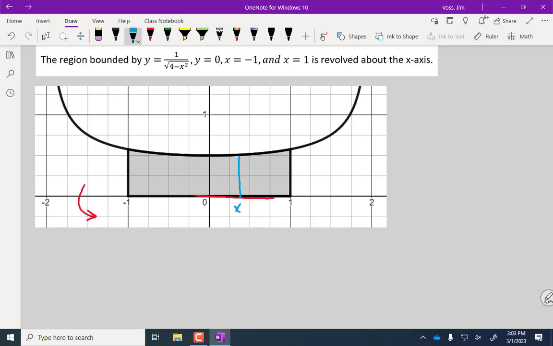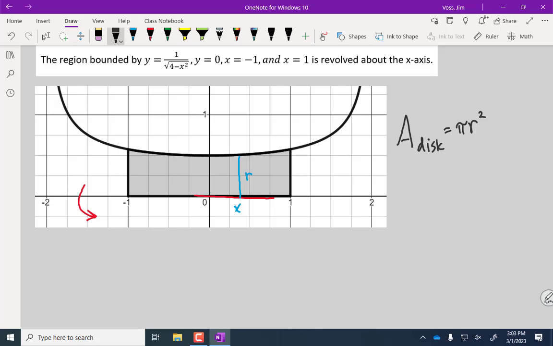And if the element and the axis are perpendicular, you have a disk or a washer. Because the element is touching the axis, you have a disk and not a washer. So we will build a disk, and pi r squared is the area of a disk. So the area, generic formula, is pi times the radius squared. And what is the radius in this case? The function, 1 over the square root.